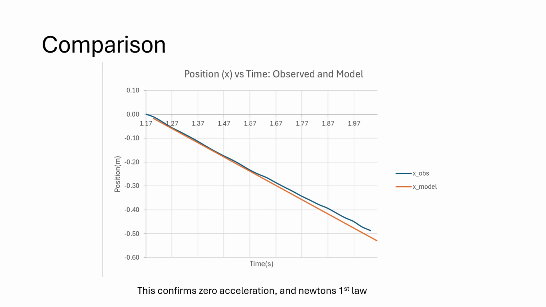So here's the observed data plotted together with the computational model. The two lines very closely overlap, which indicates a strong agreement between the model and experimental data. Because the model assumes 0 net force and predicts constant velocity, and because this matches the first linear motion graph, this confirms Newton's first law, which is that an object in motion continues to stay in motion at a constant velocity when the net force is 0.